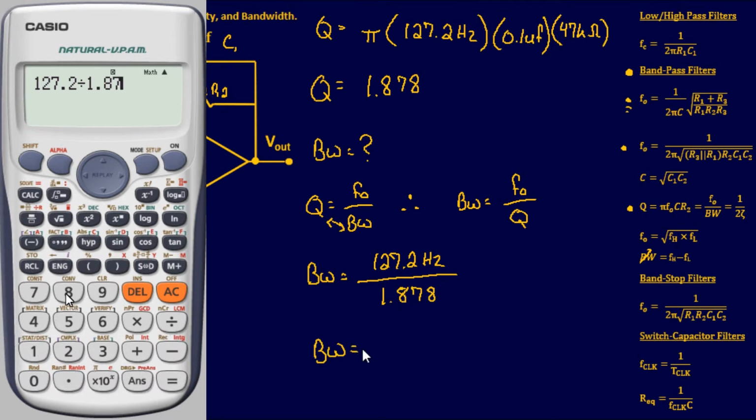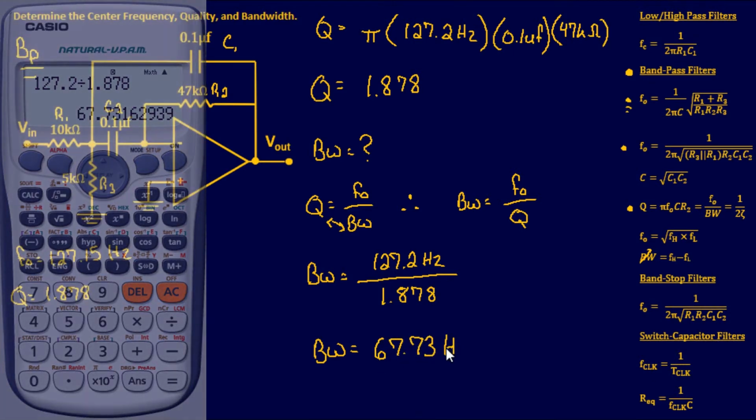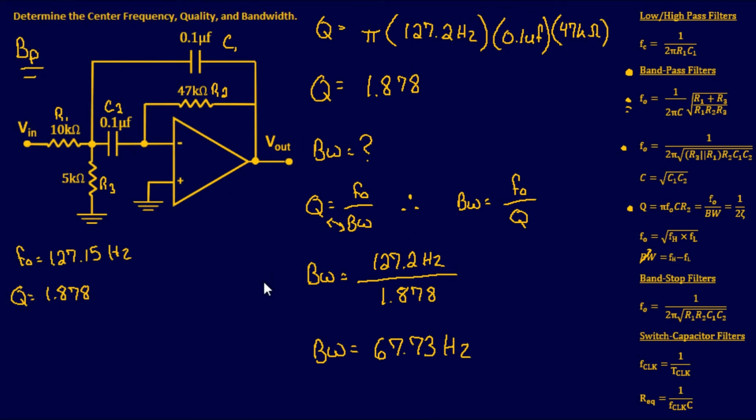And simple plug and chug is going to give me a bandwidth of 67.73 hertz. Now this is a very easy example. However, let's just get our feet wet with some of these equations right here and just manipulating a little bit of it. Let's do one more example.